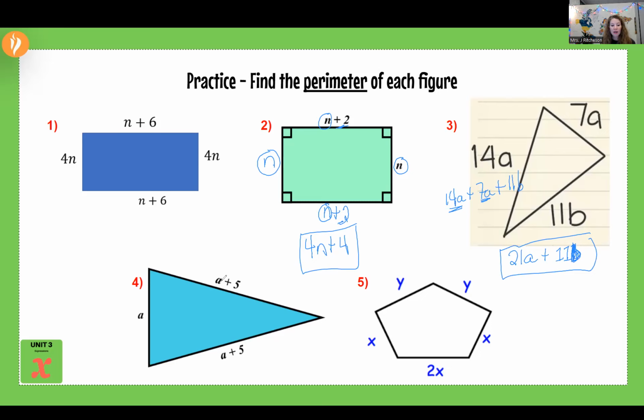All right, number 4, I have 1a, 1a, and 1a. So I know I have 3 a's, and then all together, my whole numbers, my constants equal 10. And number 5, I have 2x plus 1x plus 1x. 2 plus 1 plus 1 is 4x. And then I have 1 plus 1, and I get 2y. And that is my answer. How'd you guys do? I bet you did great.